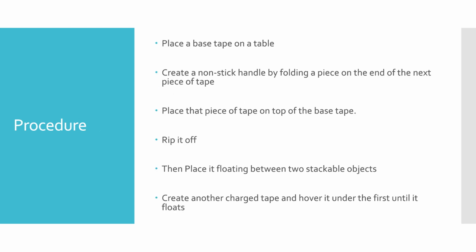So the procedure: we placed a base tape on a table. You then fold a little piece of the tape to create a non-stick handle. You lay that down onto the base tape. Then you quickly rip that off and place it onto floating stackable objects. Then you do this again: create another non-stick handle, place it on the base tape again, rip it off to charge that tape, and then hold it under the other charged tape on top of the 2 stackable objects until that first piece of tape starts to float.